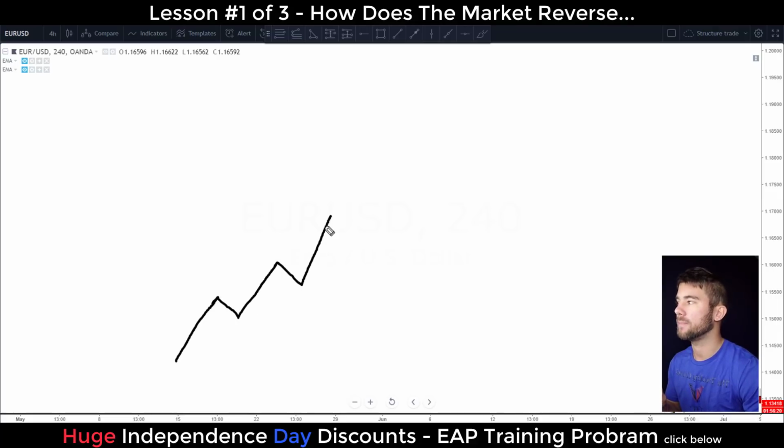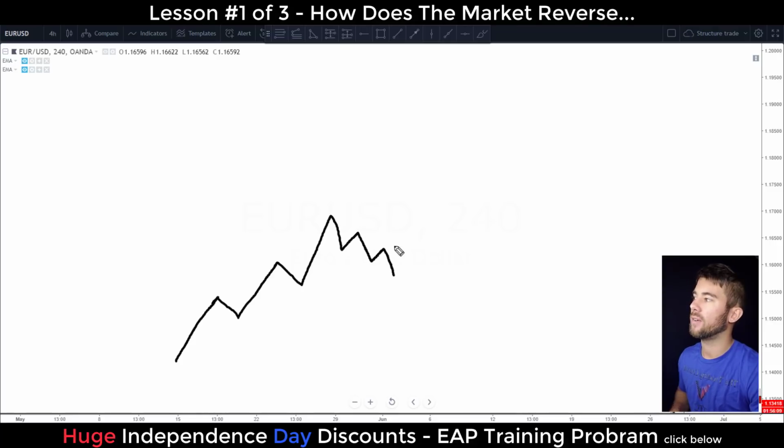Now, normally, a big problem I see with traders is understanding trend. This would be an uptrend, but what happens if a market does this? After this move right here, is this still an uptrend? This is a question I get asked all the time, and this is a big problem I see with a lot of traders. They don't understand how to deal with this type of market situation.